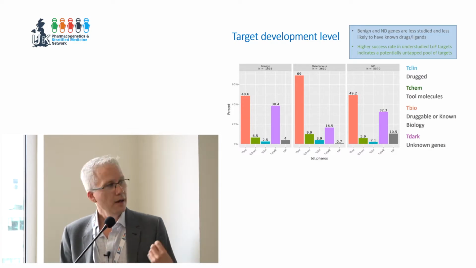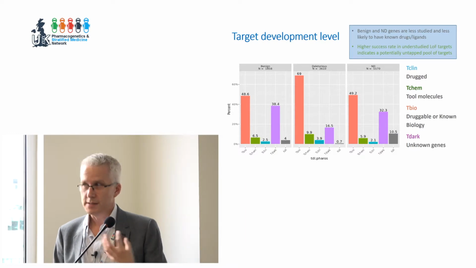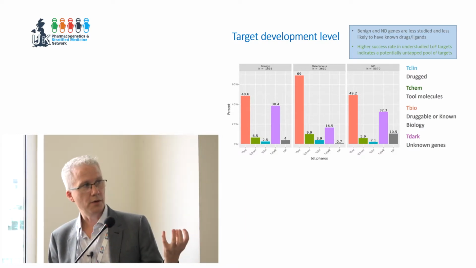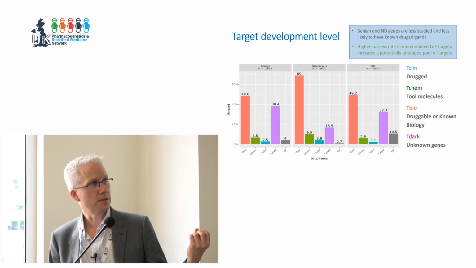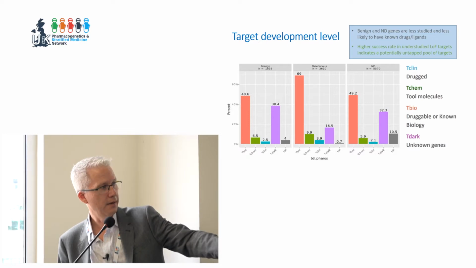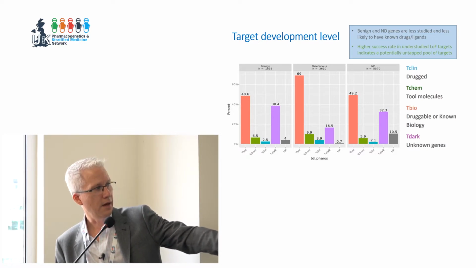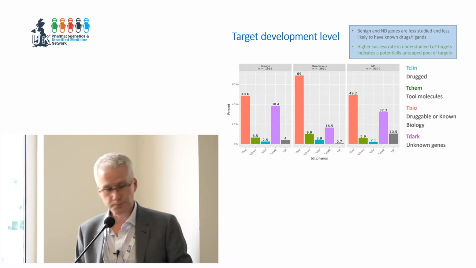And I think maybe another way to look at this, and thinking about John's talk, is to look very specifically at those drugged genes and to look at the difference between the drugged genes. So you can see that's the T-clin category here. You can see it's still pretty low in all of the categories.